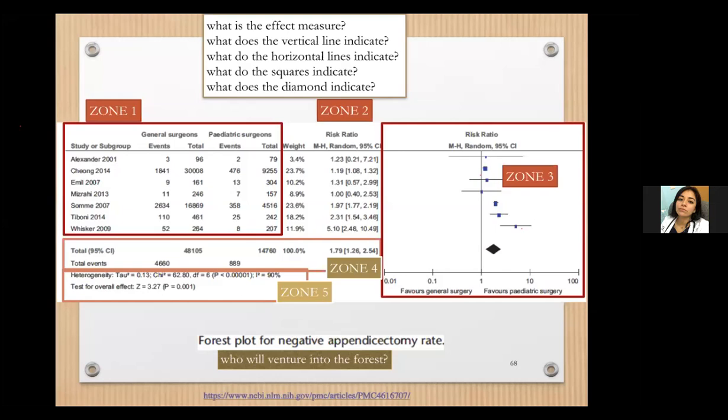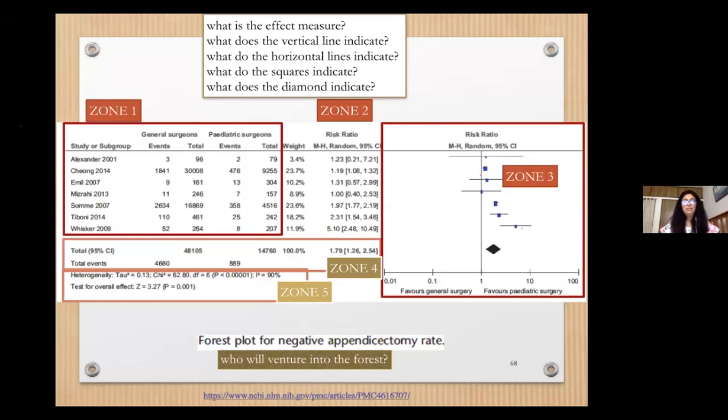Yes. And what about zone 2? Zone 2 is giving us the effect estimate for each of the studies with their included confidence interval. Yeah. What is the effect estimate here? That's important. It's written there, the effect estimate. The risk ratio. Yeah, risk ratio, very good. 1.79.